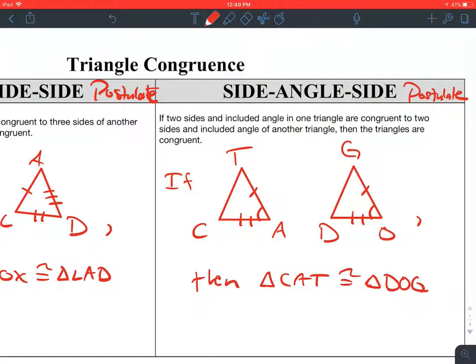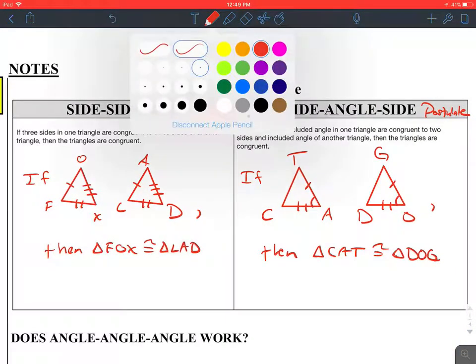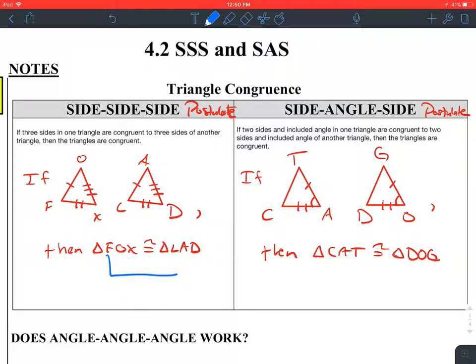In both cases, the order of the letters matters. For example, F and L are in the same positions for the side, side, side postulate. Notice that F and L are both at the corners of 1 dash and 2 dashes. O and A go together, they're the second positions. They're at the corners of 1 dash and 3 dashes. X and D go together, they're at the corners of 2 dashes and 3 dashes.